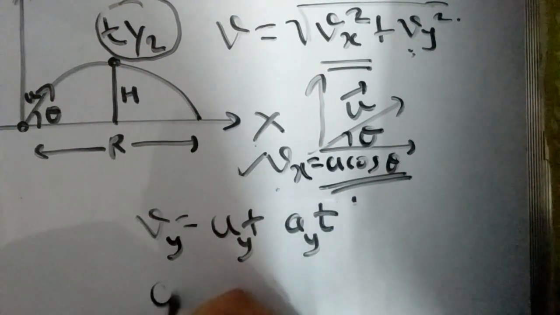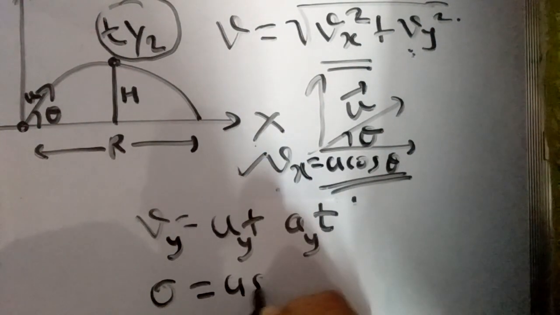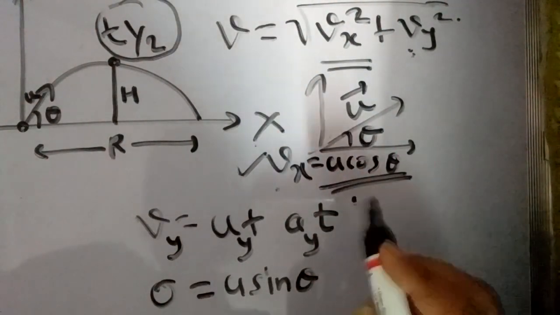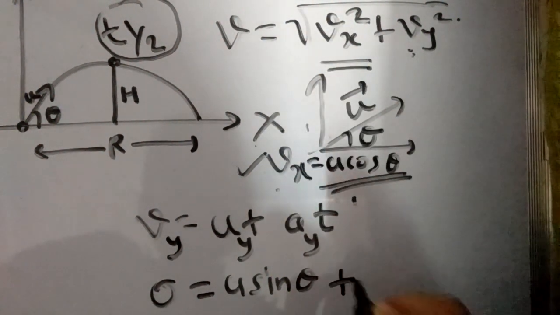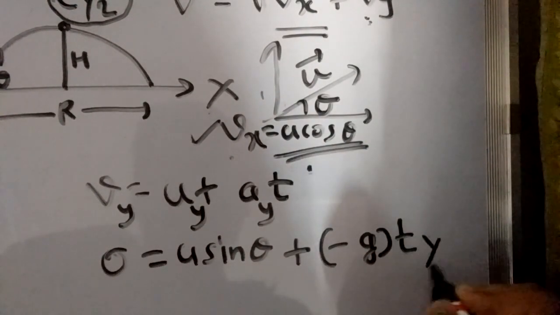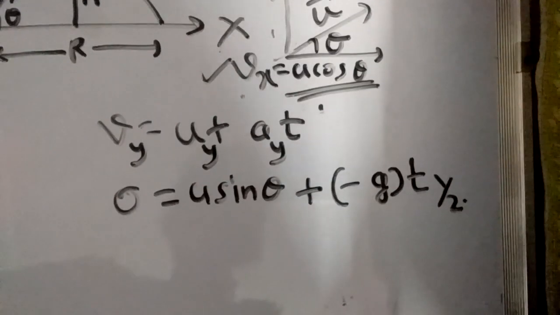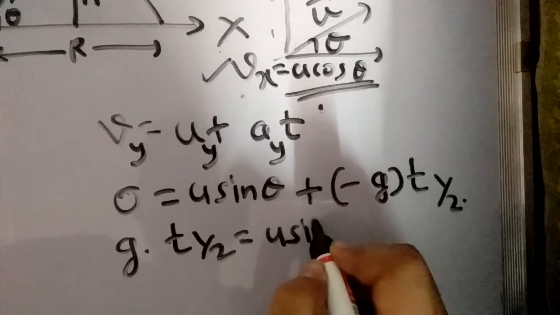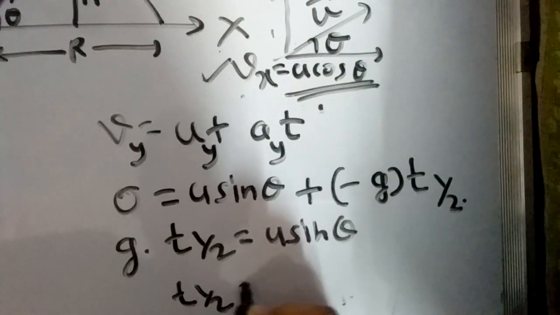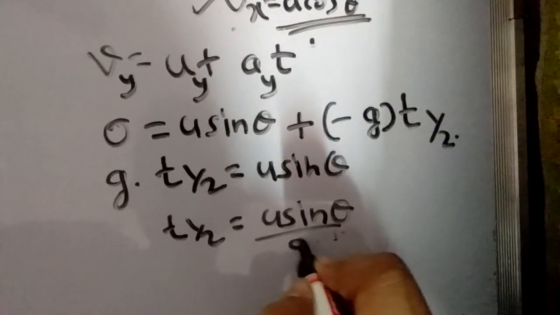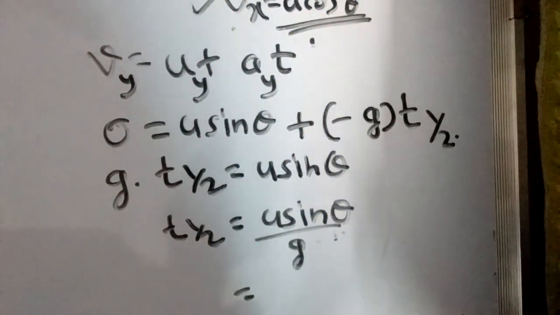So vy is 0, equal to uy, which is u sin theta, which you will get from this diagram. This is u cos theta, this must be u sin theta, which is the y component, and plus acceleration is minus g because velocity is decreasing, and t means t half. To calculate t half, we will put all these terms on that side. So g into t half equals u sin theta. So t half will be u sin theta by g.